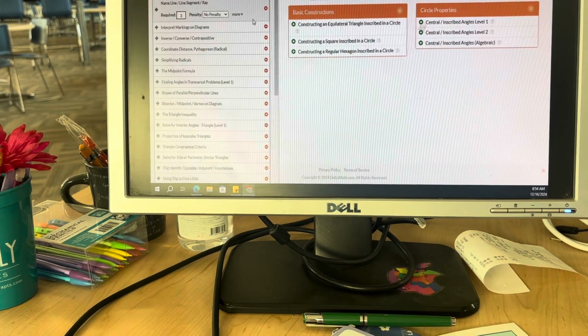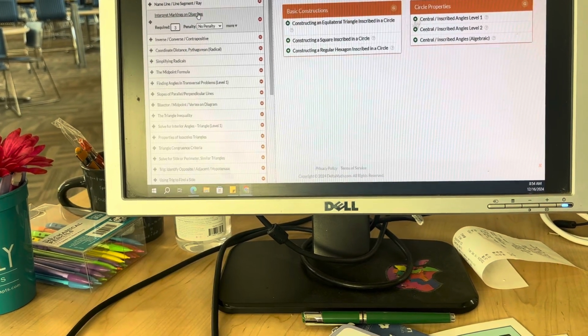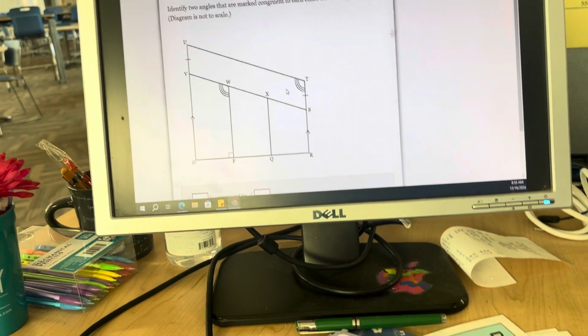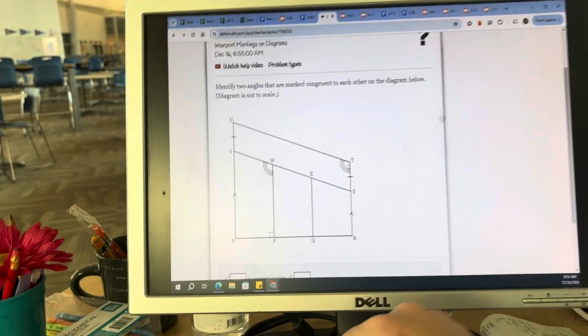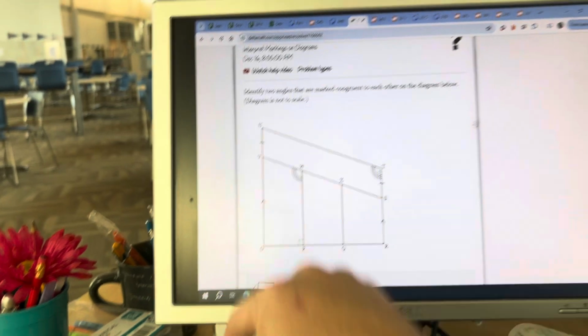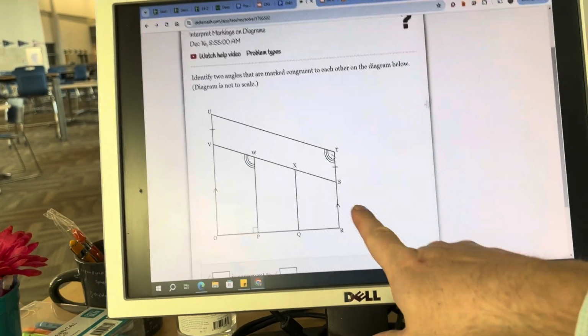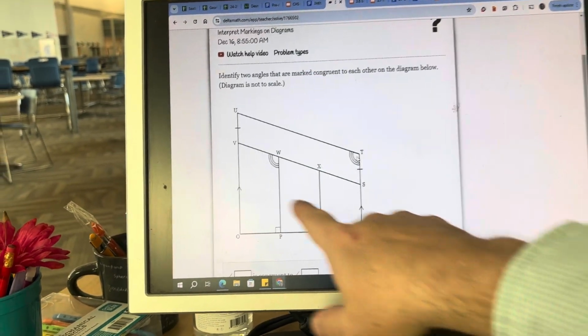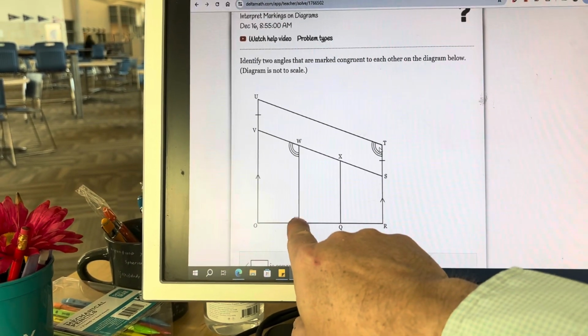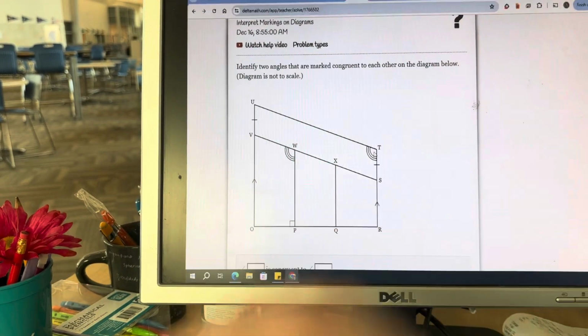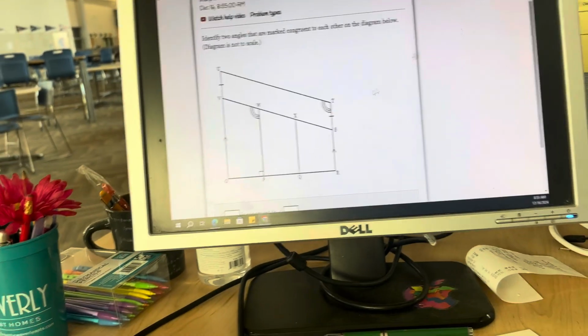The next section is interpreting markings on diagrams. This is just going to ask you about congruent angles, which would have the arcs on them, congruent segments, which will have the hash marks on them, parallel segments, which will have the little dart on them, and then perpendicular segments, which will be indicated by a right angle. Just need to make sure that you're looking at what it says.